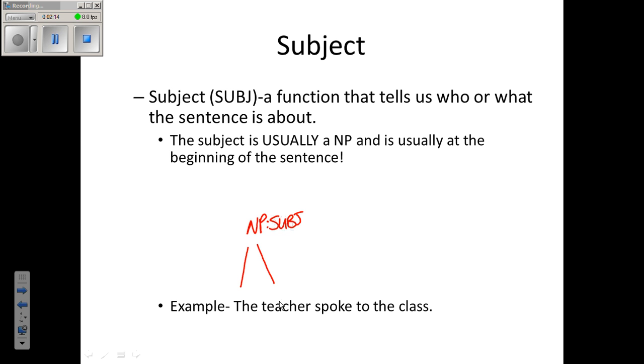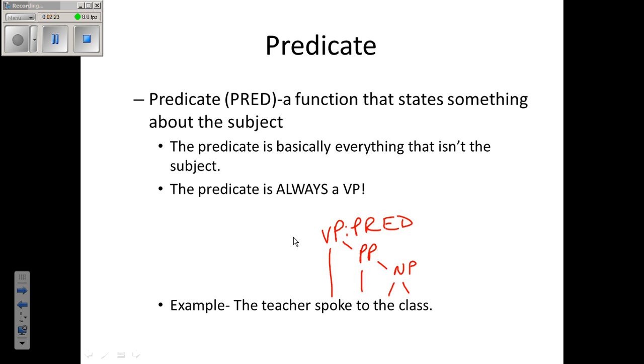So in this sentence, the teacher spoke to the class. Who or what the sentence is about is the teacher. So that would be the noun phrase subject. The predicate is a function that tells us something about the subject. The predicate is basically everything that isn't the subject, and it's always a verb phrase. So in this example sentence, the teacher spoke to the class, the teacher would be the subject, spoke to the class would be the verb phrase predicate. And obviously I've not labeled each of the individual parts of speech down here at the bottom. You will still be required to do that.